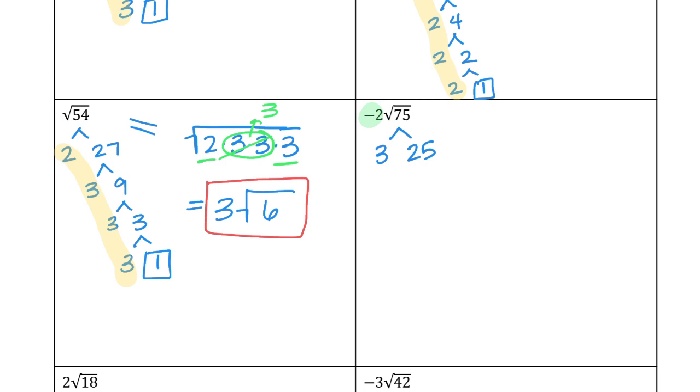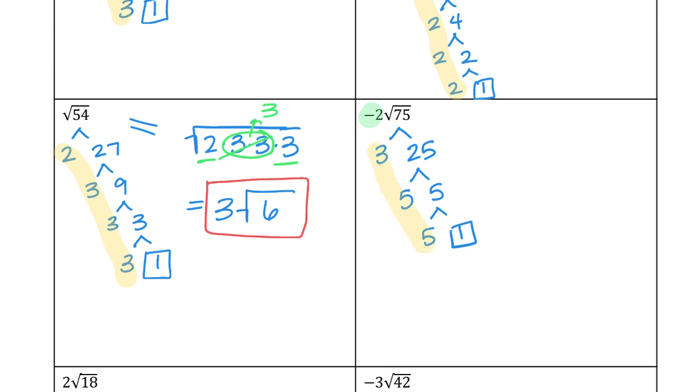But now 25 can't be divided by 3, so I move on to the next prime number, which is 5. And that is divisible by 5, so 5 times 5 gets you back to 25. And then, of course, this 5 here is also divisible by 5. And I'm left with the 1 on the right, so that means I'm done.